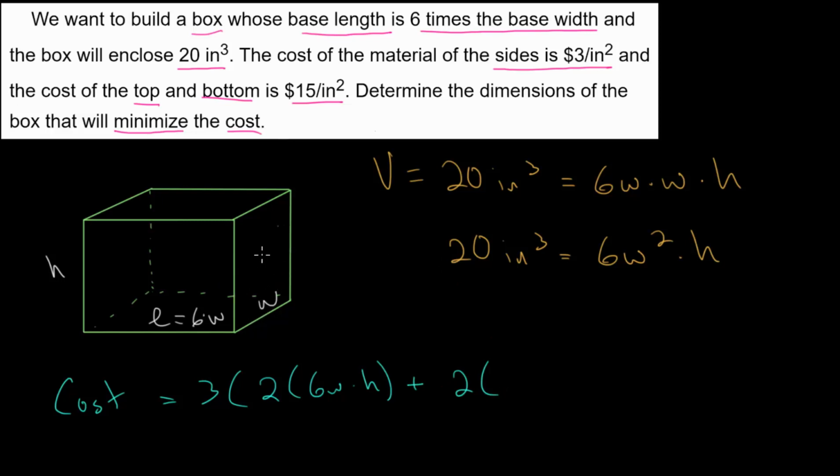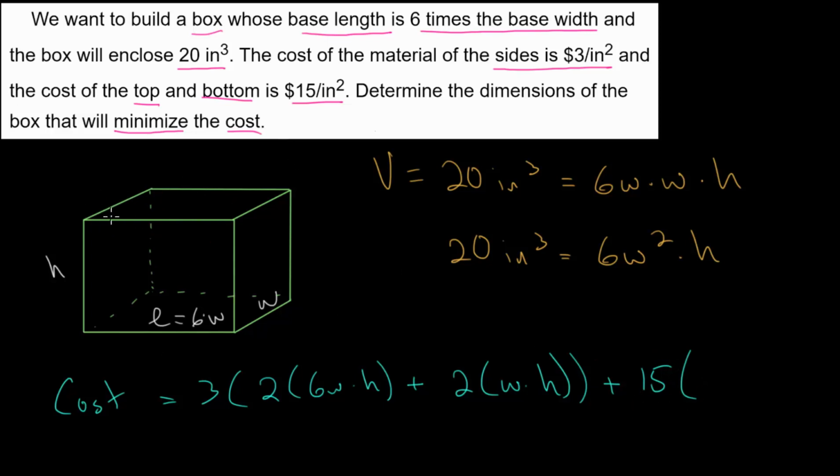Now for the right side, we have w times h, and that would be the same for the left side. So we have twice w, let me rewrite that, multiplied by h. So this gives us the cost of the sides of the box, but now we need the cost of the top and bottom. We know that's $15 per square inch. So if we find the square inches of the top and the bottom, we just multiply that by 15.